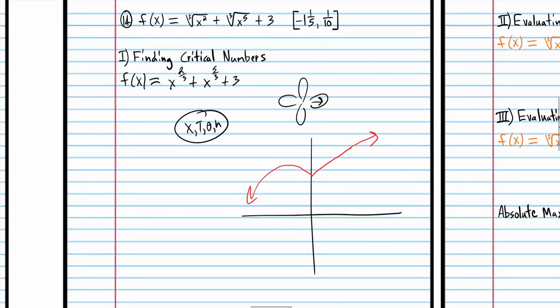Now, we are interested in the interval from -1 1/5 to 1/10. So that's this yellow region in here. We don't care about the blue parts of the graph. We're going to pretend that they don't exist.